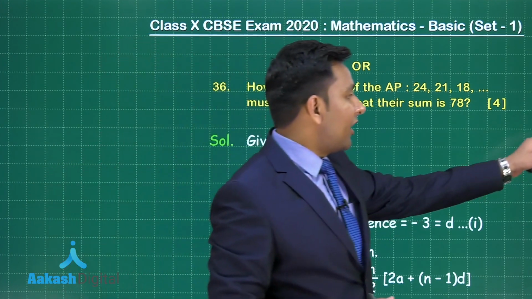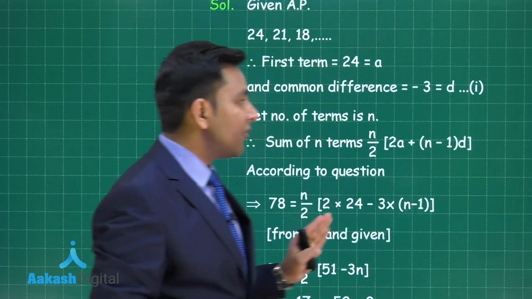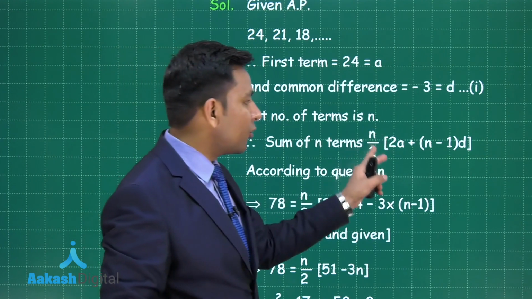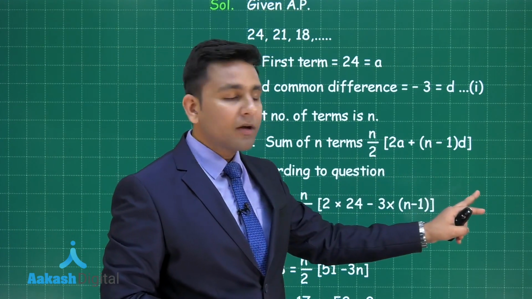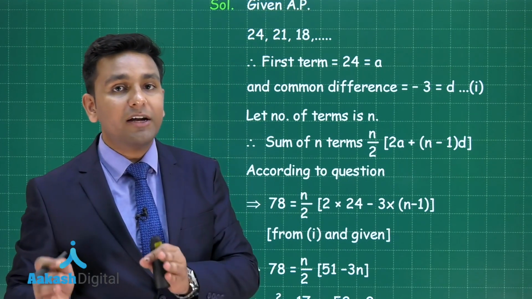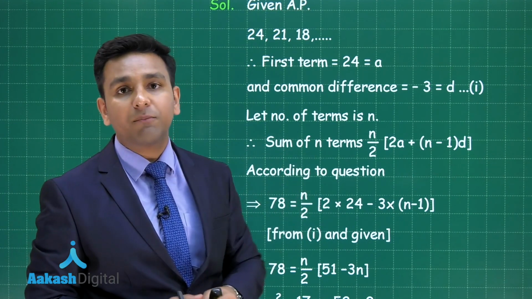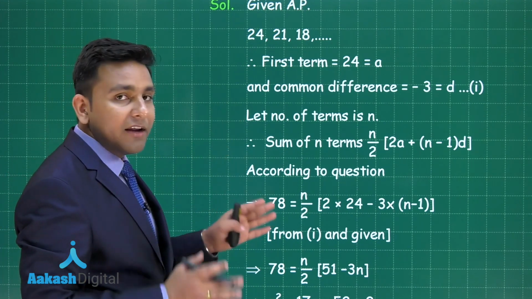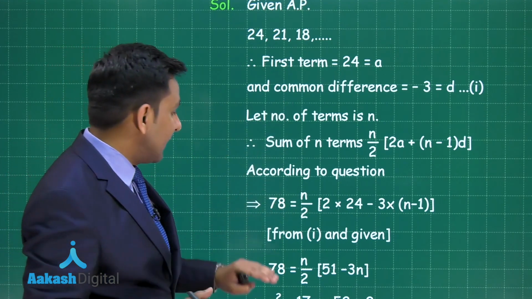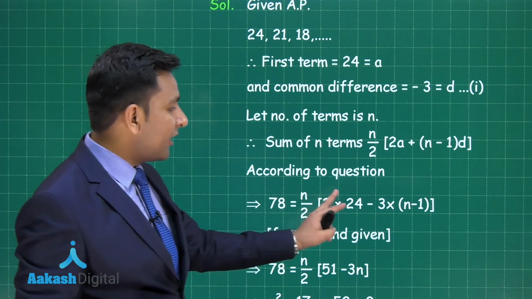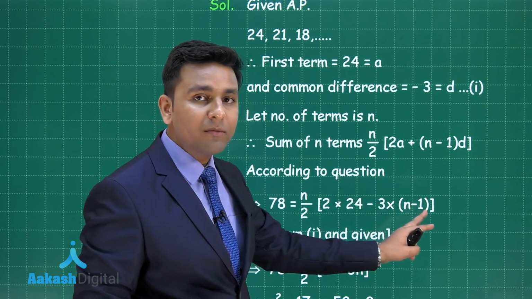Friends, we know the formula to find the sum of first n terms of any given arithmetic progression, that is n upon 2 multiplied by 2a plus n minus 1 into d, where n is the number of terms whose sum is 78 for this given arithmetic progression. According to the given question, we can represent the given statement mathematically as 78 is equal to n upon 2 multiplied by 2 into 24 minus 3 into n minus 1.